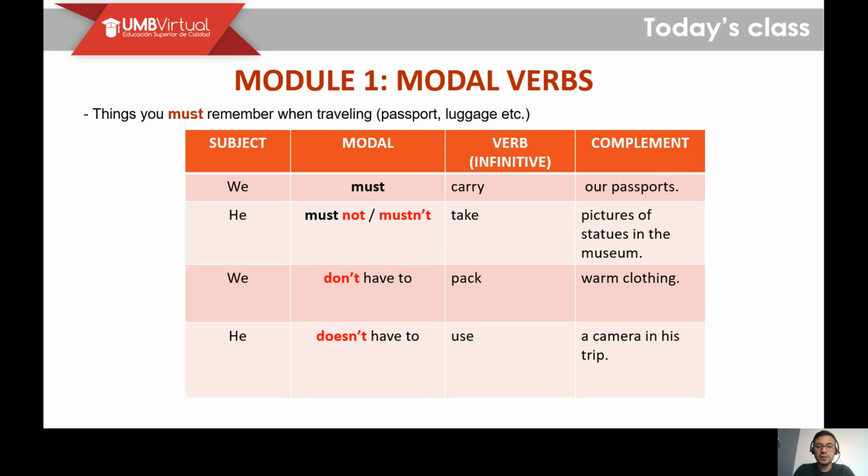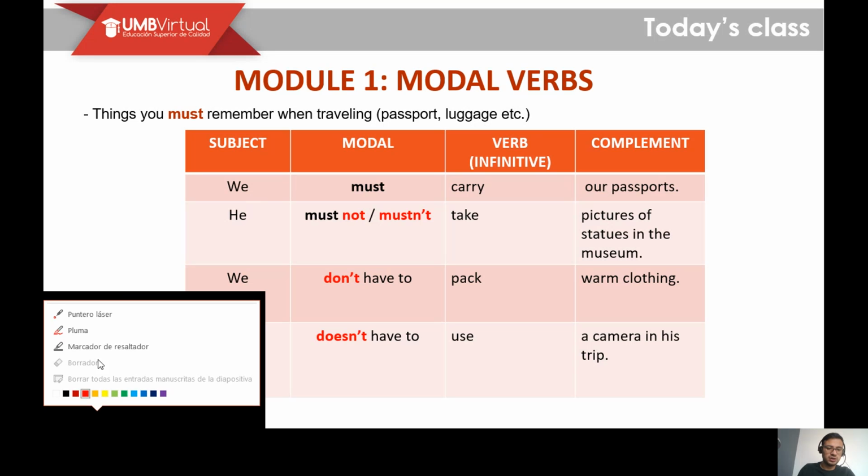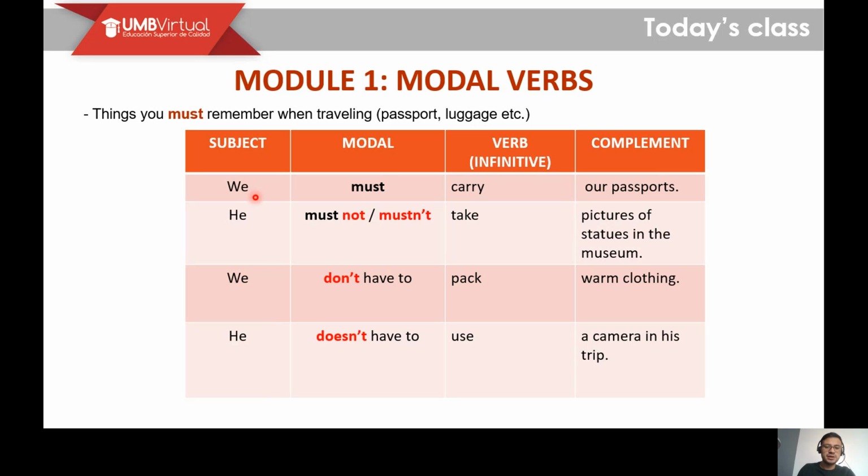So here we have, we must carry our passports. We must. So we have the subject. Let me show you here. We have the subject, the modal verb must, and then the main verb of the sentence. You are going to use it in the base form. So we have the modal, then next is the base form of the verb plus the complement. We must carry our passports.